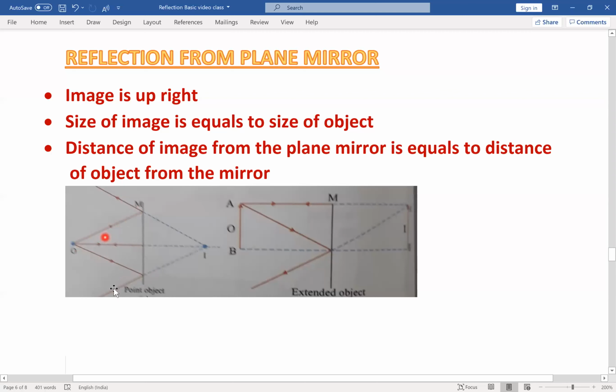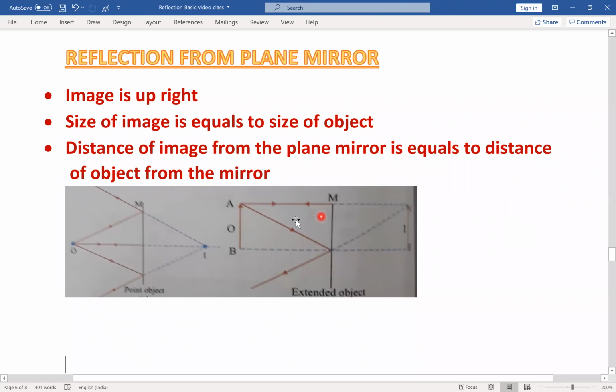Now this one and this one, you extend. It was shown in the blue dotted lines. If you extend, they intersect at one point. That is called the image of the object.